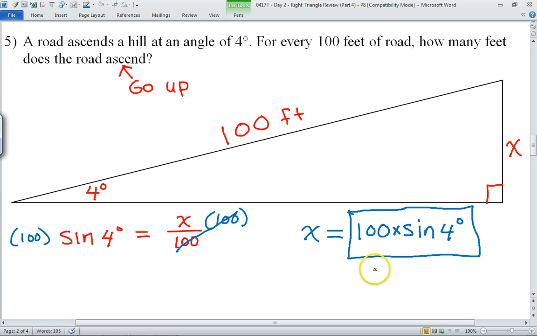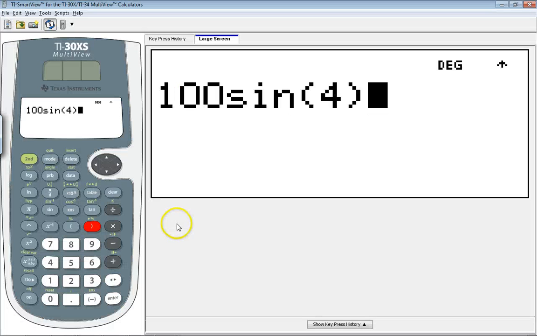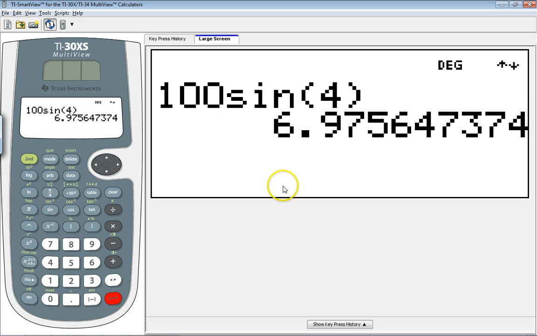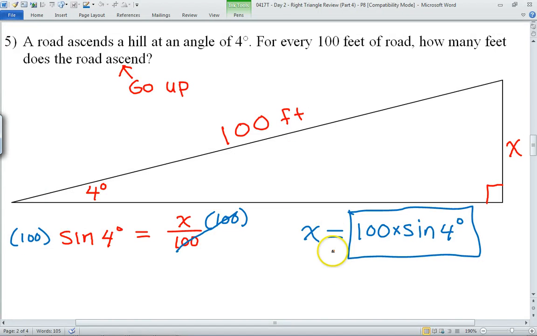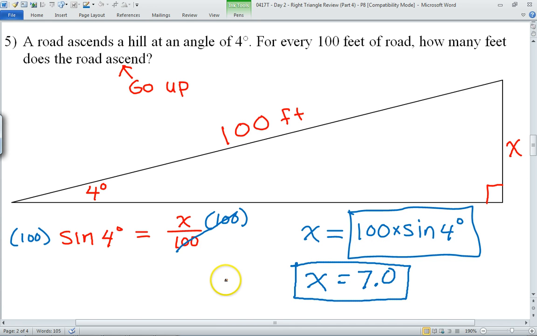Of course, you could put it in your calculator. In your calculator, it would look like this. And so your answer would be 6.9798. So we would round this to 7.0. And maybe that's what they would have on the EOCT. Sometimes it'll be a decimal, sometimes they'll have it as an expression. Just be ready for anything. So that's number 5.